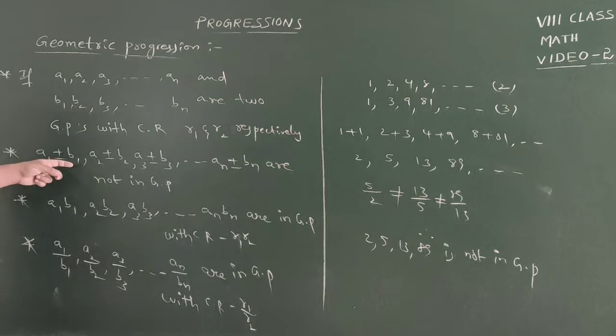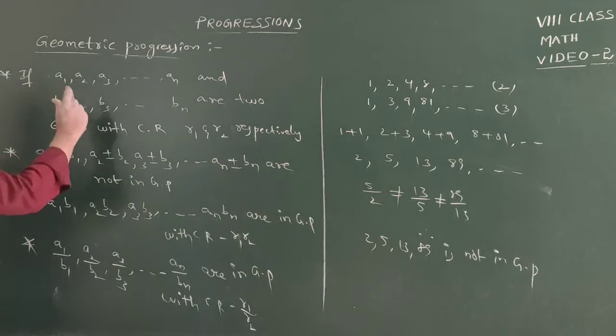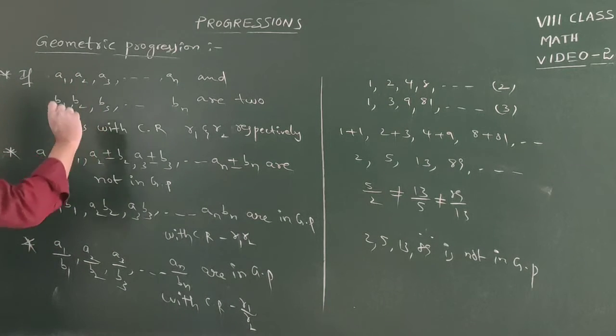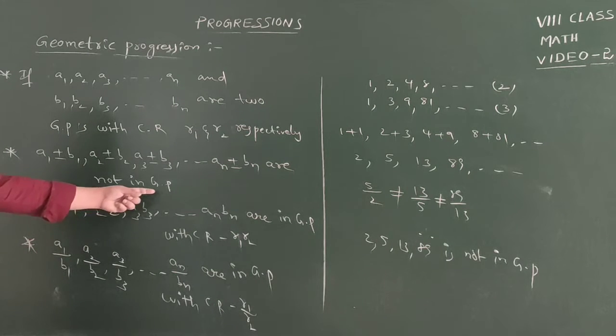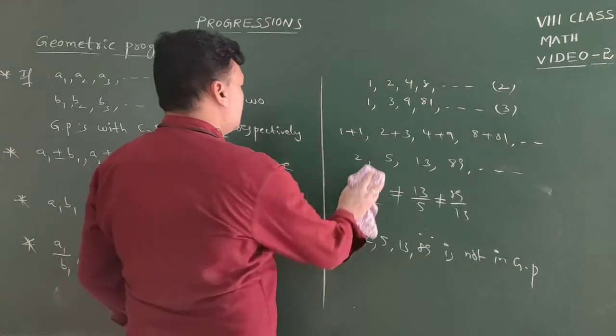Okay, here two sequences A1, A2, A3 and so on, and B1, B2, B3 and so on, Bn are given. Results based on these two combinations. If you add the first terms of both sequences, the second terms of both sequences, the third terms of both sequences, in this way we can't get a GP. That is the first point. Now let us come to the second one.